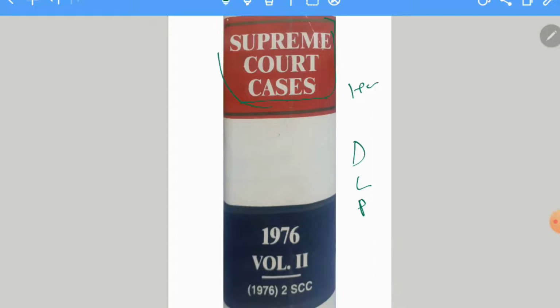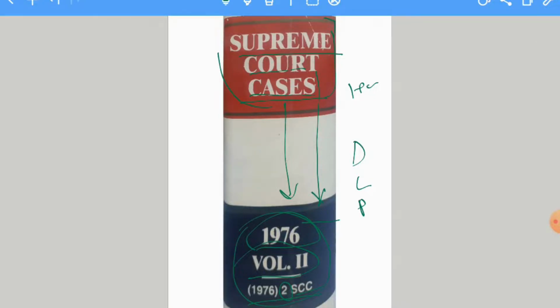Now here you can see Supreme Court Cases has been written, and at the bottom you can see the year in which it was published. So this is the Supreme Court Cases of the year 1976, and it is part of volume 2. Here you can also see how to write the citation to the Supreme Court Cases. So you can see 1976 2 SCC. So 2 is the volume, SCC is the journal. This is the front page of the Supreme Court Cases whenever you have it with you.